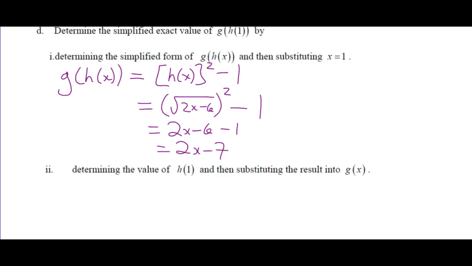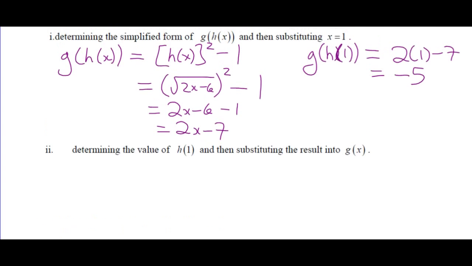Okay, nice simplified form, right? Works out nice and easy. We want g of h of 1, which will be equal to 2 times 1 minus 7, which is negative 5. Just sitting here looking at the key, which is a negative 6, I'm going, why do you have negative 6? I'm going to go with negative 5.